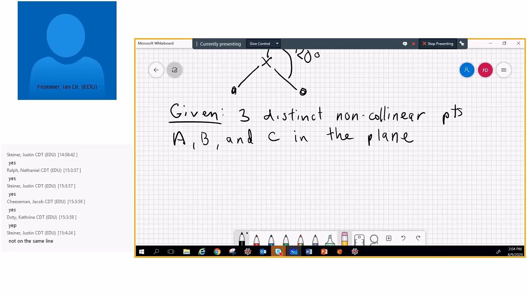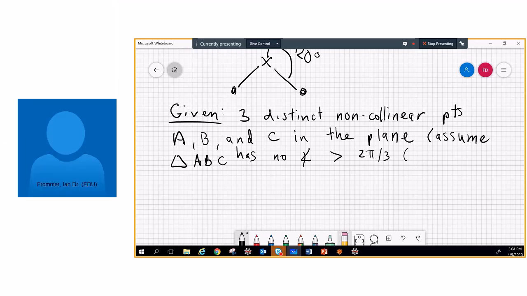And there's one other little stipulation. If you read the Wikipedia page, it's got more info on this. You don't have to worry about this too much. We're going to assume the triangle ABC has no angle greater than 2 pi over 3, which is 120 degrees. So we don't have any extremely obtuse angles in this triangle. If you do, it ends up being a little bit simpler, so we're just not going to worry about that case too much.